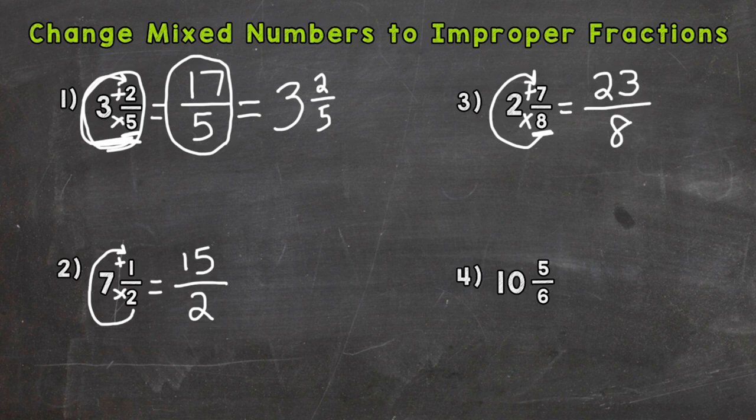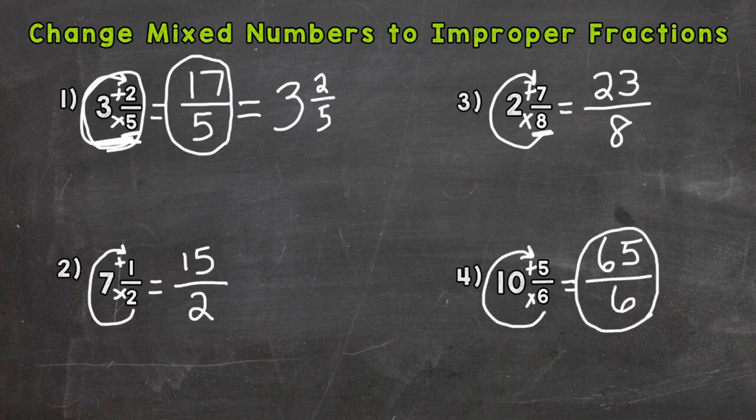23/8. And lastly, number 4 here, start at the bottom, multiply, and then add. 6 times 10 is 60, plus that 5 is 65. Keep the denominator the same, 65/6 would be our improper fraction for number 4.